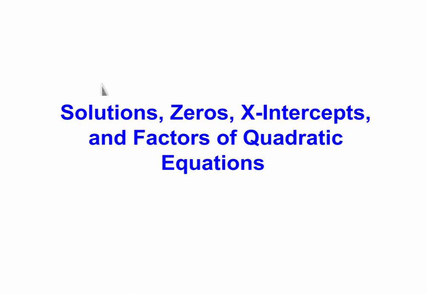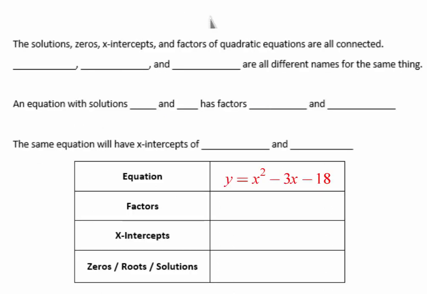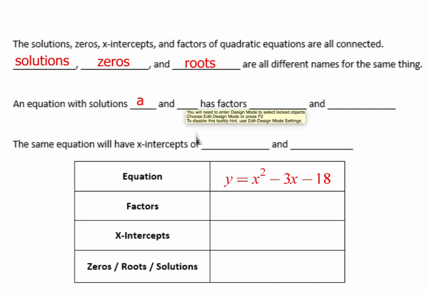In this video, we're going to be discussing the relationships between the solutions, zeros, x-intercepts, and factors of quadratic equations. So the solution, zeros, x-intercept, and factors are all connected. In fact, the words solutions, zeros, and roots are all different names for the exact same thing. So an equation that has solutions, or zeros, or roots of a and b is going to have factors of x minus a and x minus b.